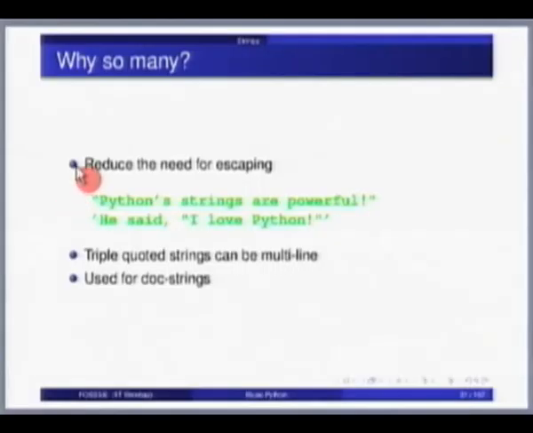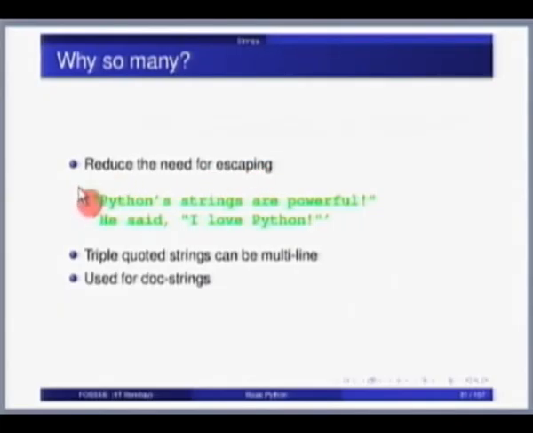So why do we need this? Why do we not need it? That will be obvious in a little while. So first thing is, if I use double quotes, inside a double quoted string I can put single quotes. So I don't have to do this backslash quote and all of this stuff. So it reduces the need for escaping.